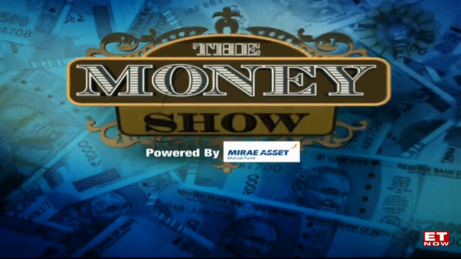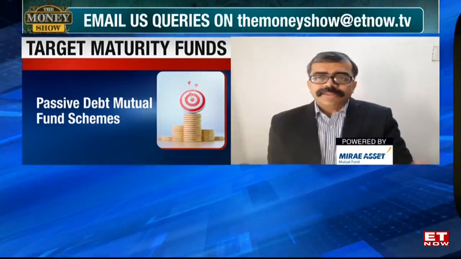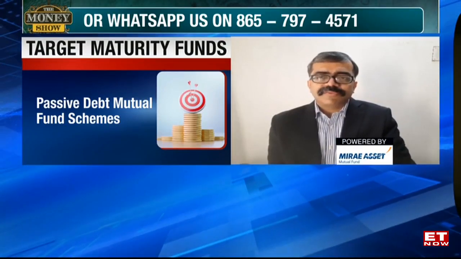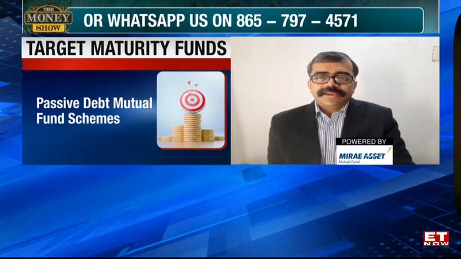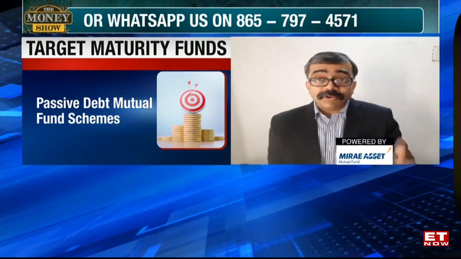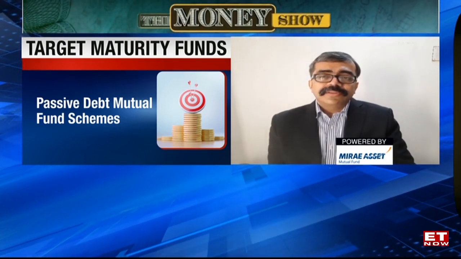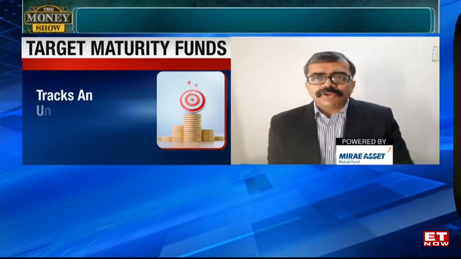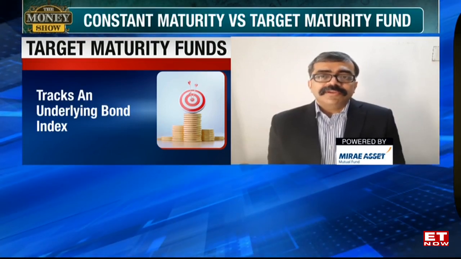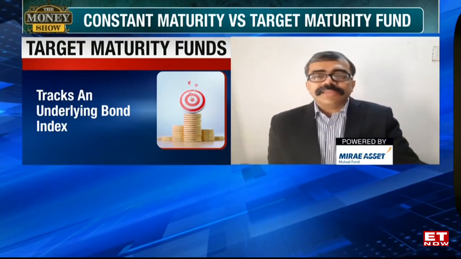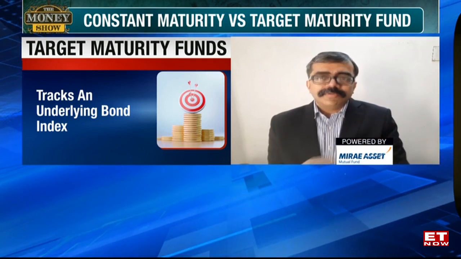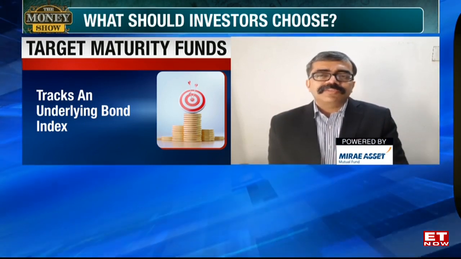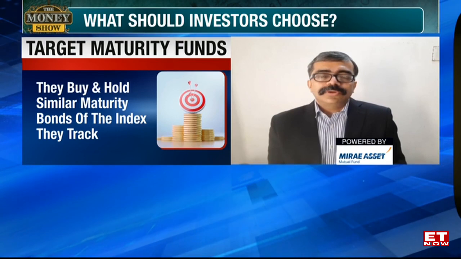That is correct. So in a target maturity fund, you normally invest when you have a goal which matches that time period. And when that period is achieved, the fund will return you your money. But in a constant maturity fund, theoretically, your investment can stay there forever. So in that sense, it will keep continuing. So in a constant maturity fund, the investor has to decide when they want to take out the money.